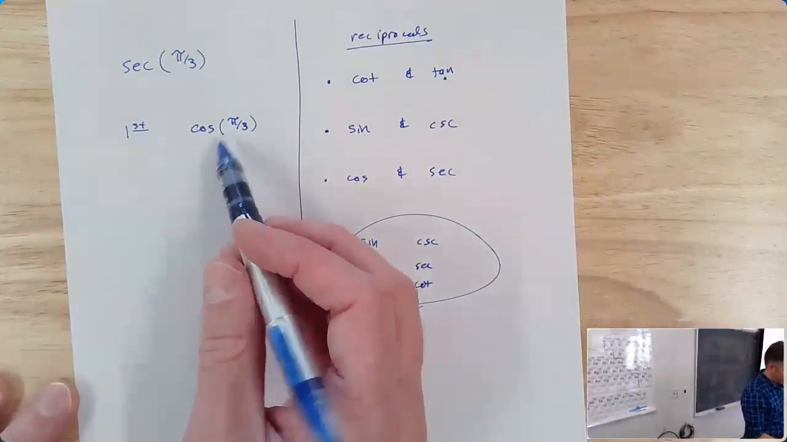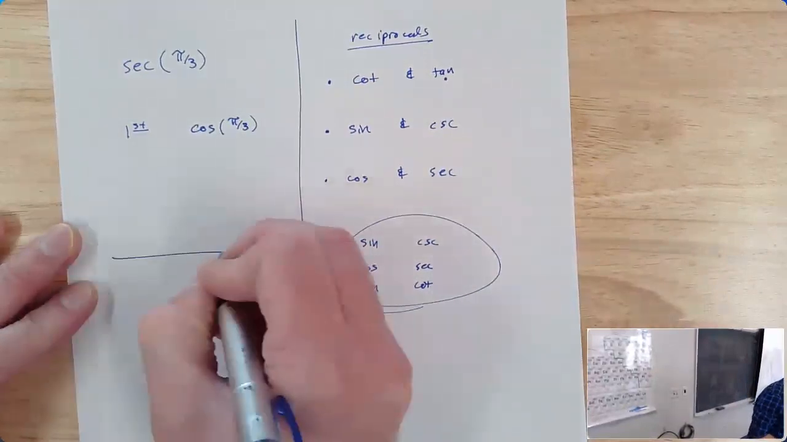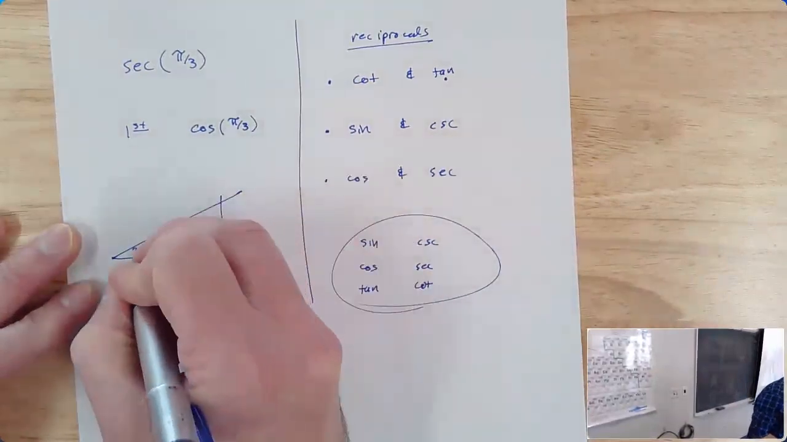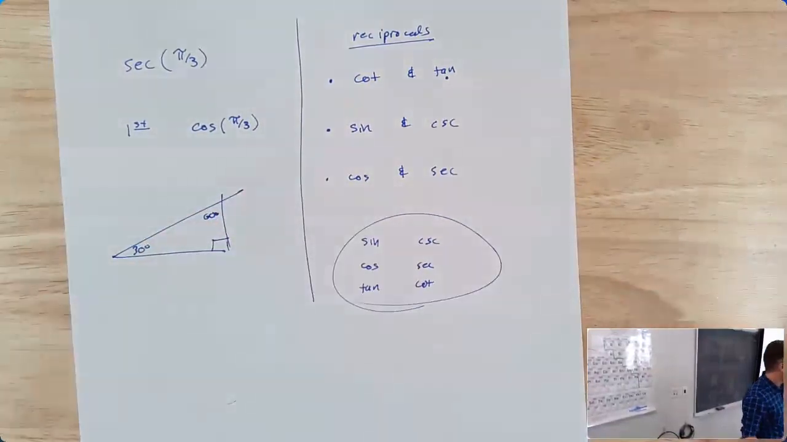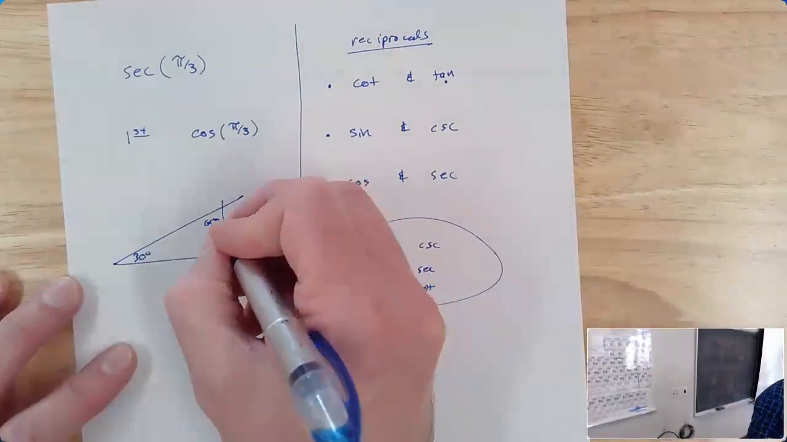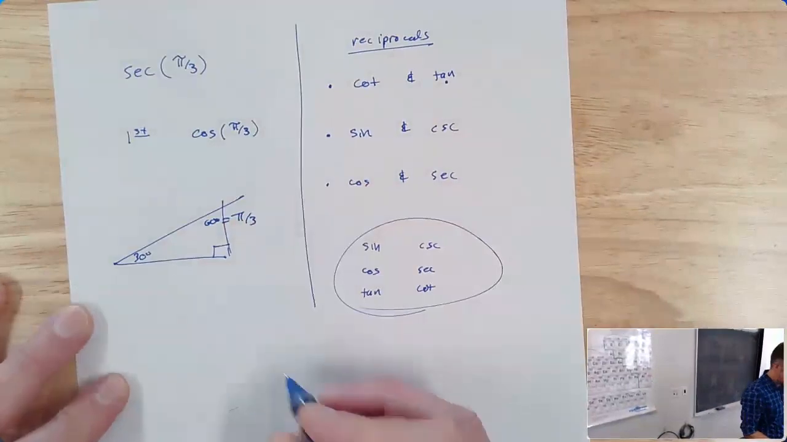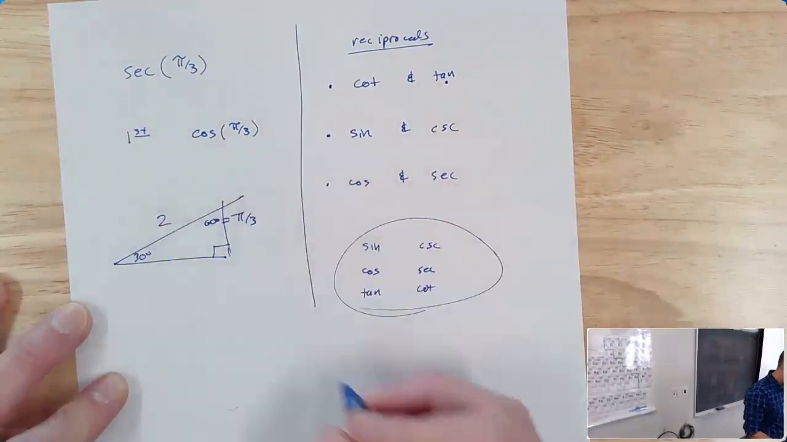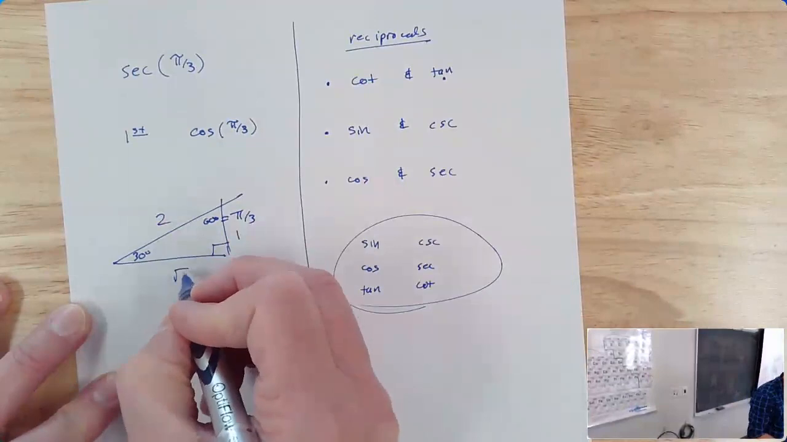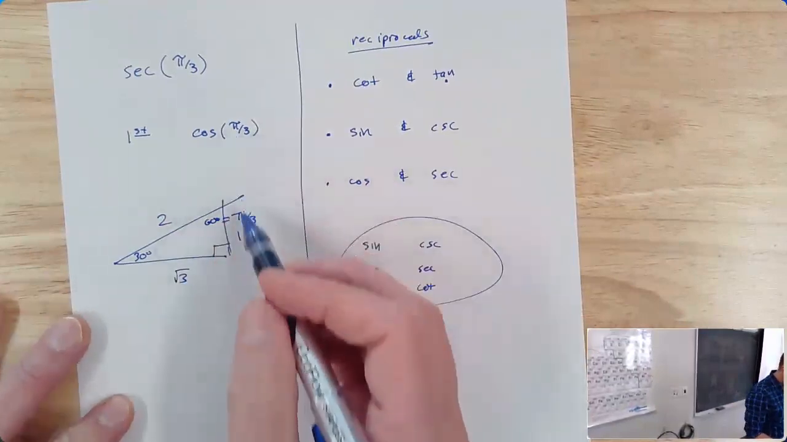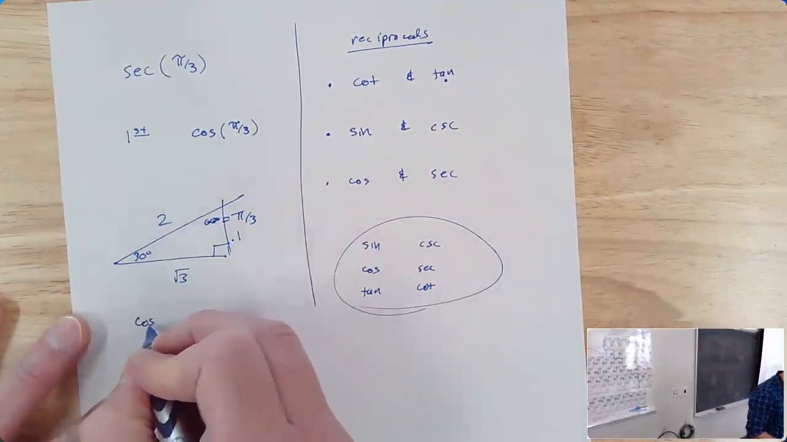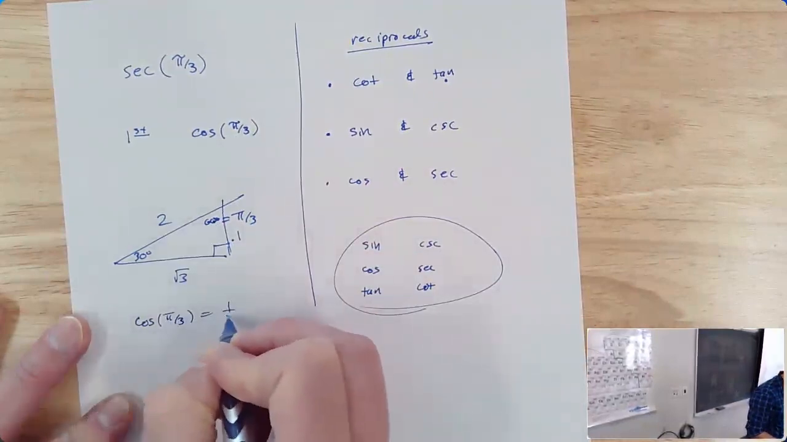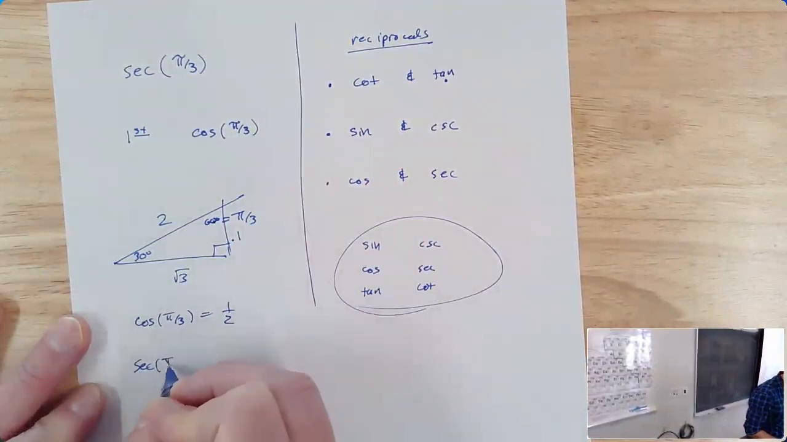So if I want to find cosine of pi over 3, I'm going to draw this triangle. 30, 60, 90. Which of those angles is pi over 3? 60. In my triangle, the hypotenuse is 2, the short side is 1, and the medium side is √3. So cosine of pi over 3 is adjacent over hypotenuse, so that's going to be 1/2. So secant of pi over 3 is going to be 2.